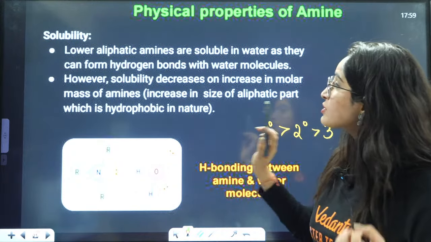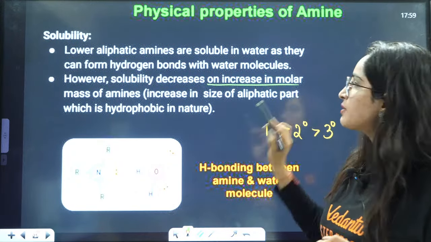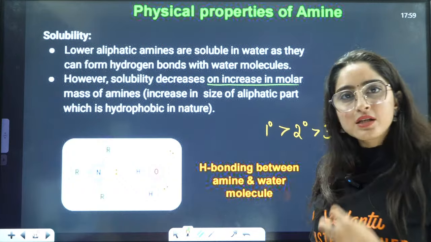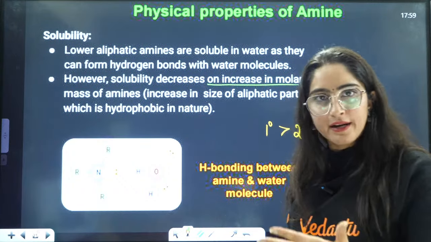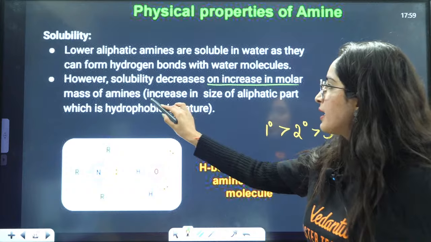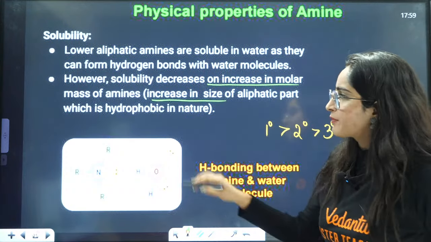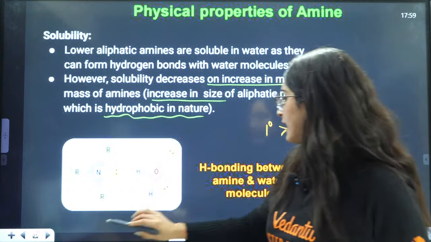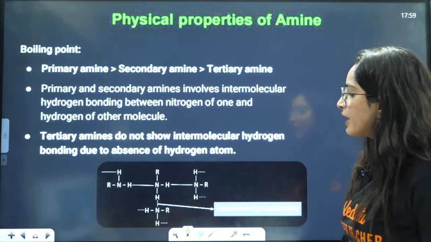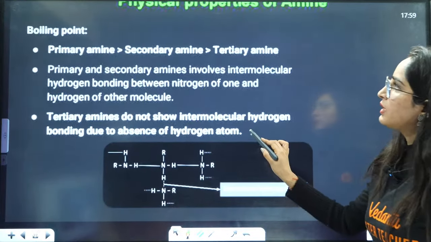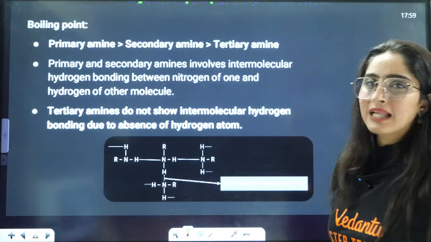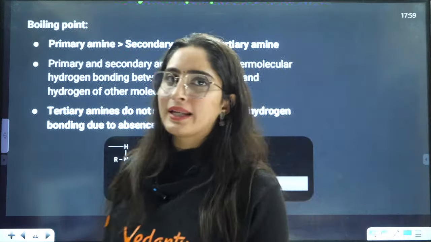However, solubility decreases on increase in molar mass. As we increase the molar mass, because of the steric hindrance, solubility is going to decrease. Increase in the mass of the aliphatic part, which is hydrophobic in nature. Now, if you talk about the solubility also, that is more in 1 degree, then 2 degree, then 3 degree.